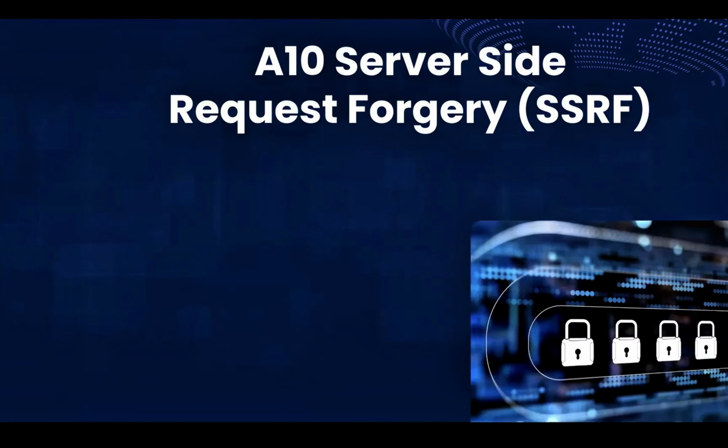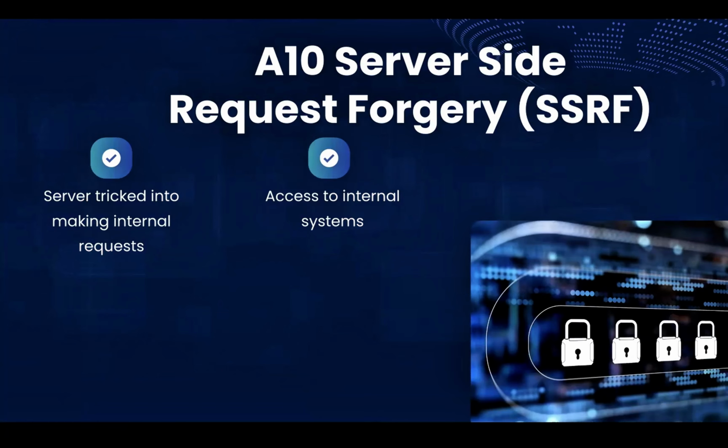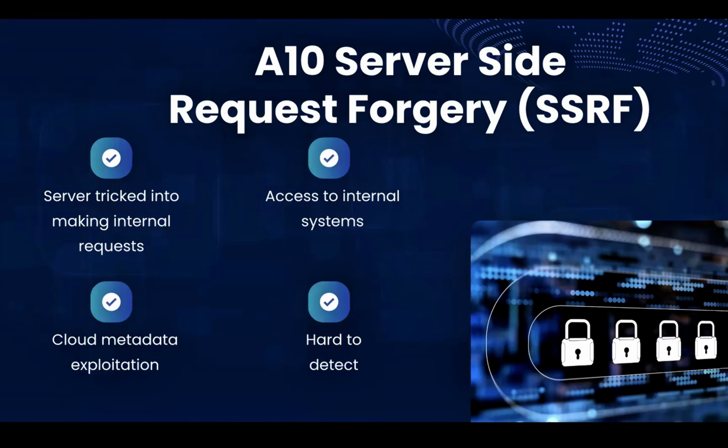Let's now consider the 10th one, which is server-side request forgery, known as SSRF. We are going to learn more about this in the next lesson. SSRF tricks the server itself. For SSRF, the server is manipulated into making internal requests. Attackers then access internal systems, and cloud metadata services can be exploited. And for SSRF, detection is often difficult. Sometimes it can be very, very difficult to detect this.